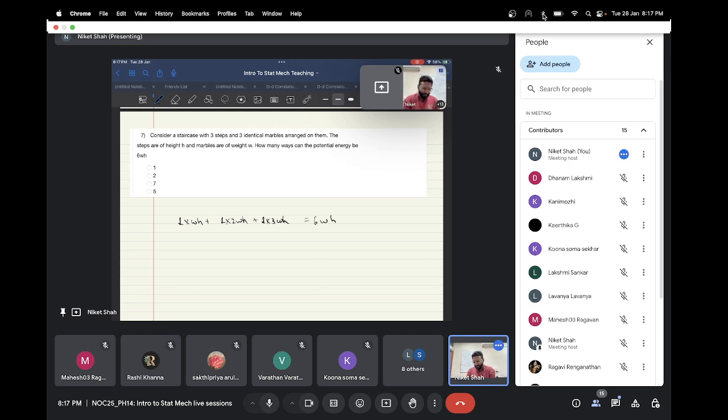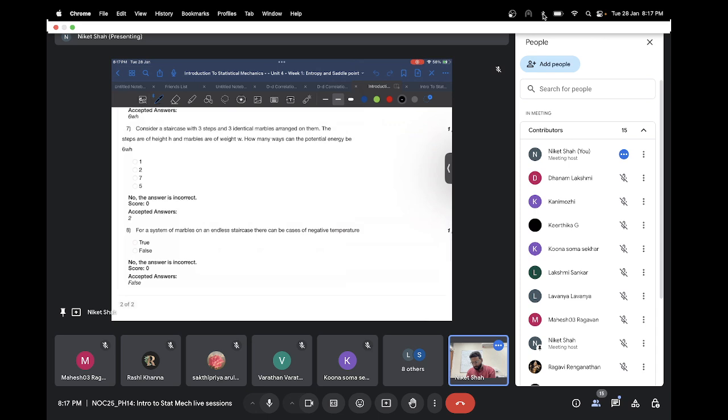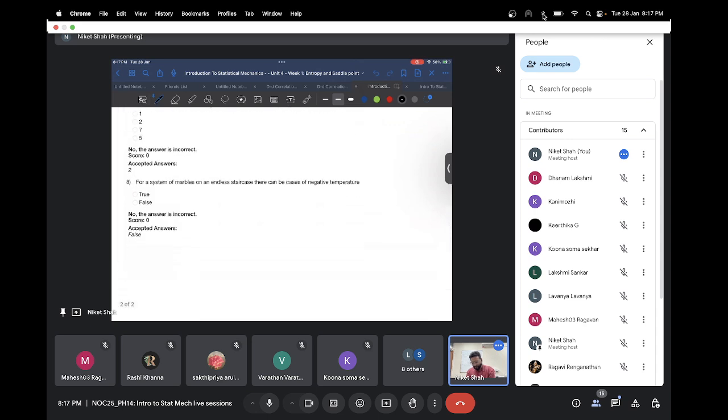That's one possibility. The second possibility is 0 into Wh plus 3 into 2Wh plus 0 into 3Wh. This also gives me 6Wh. There are no other possibilities for three marbles. Alright, so the answer should be 2. How many ways can the potential energy be 6Wh? Okay, I'm moving on to the eighth question.